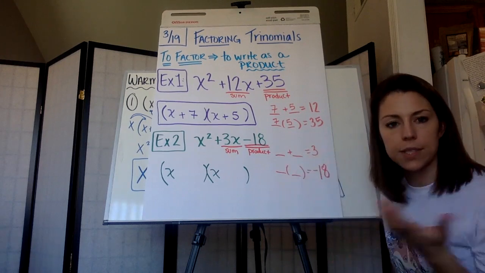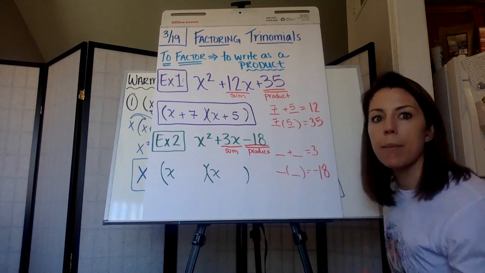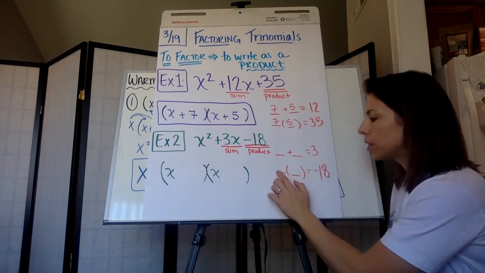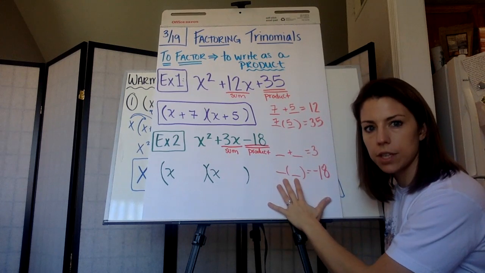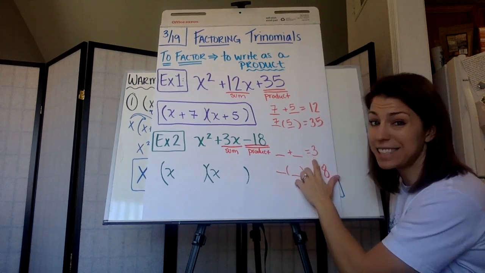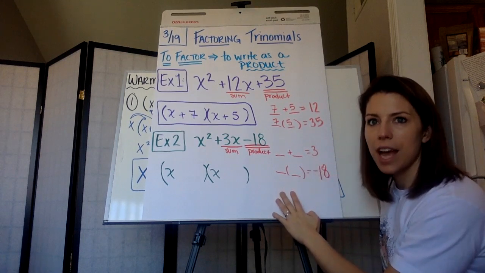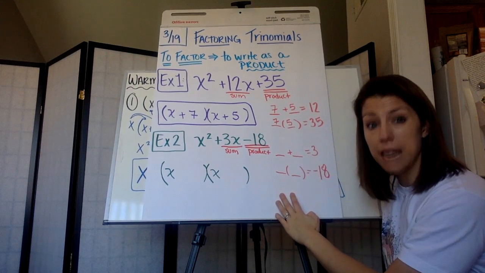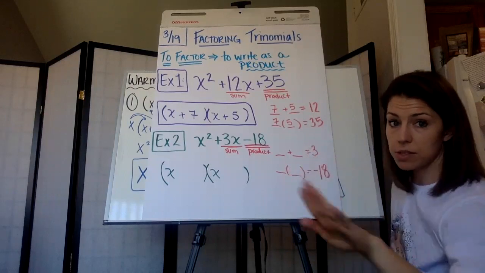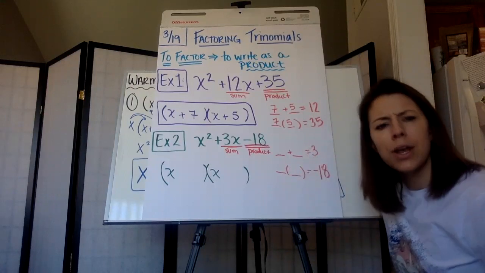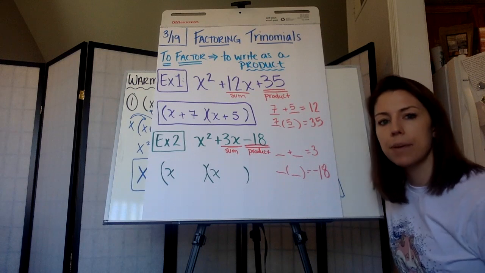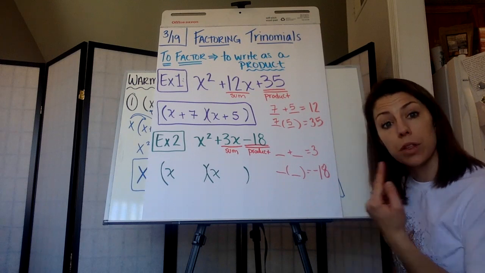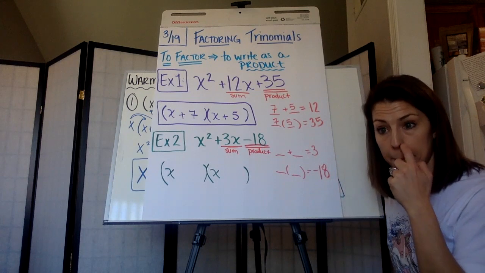So we start thinking to ourselves, what times what is 18? How about 9 and 2? Well, 9 times negative 2 is negative 18. What's 9 plus negative 2? That would be 7, not 3. And negative 9 plus 2 would be negative 7, also not 3. So 9 and 2 don't work. What two numbers have a product of negative 18 and a sum of 3? So in other words, they're only 3 away from each other on a number line.